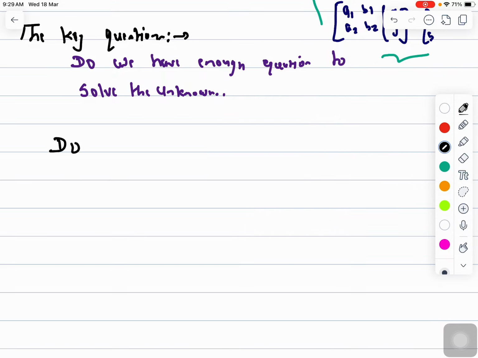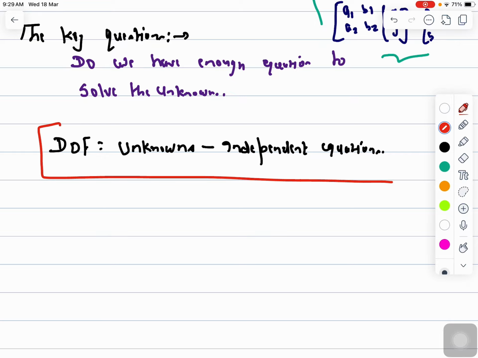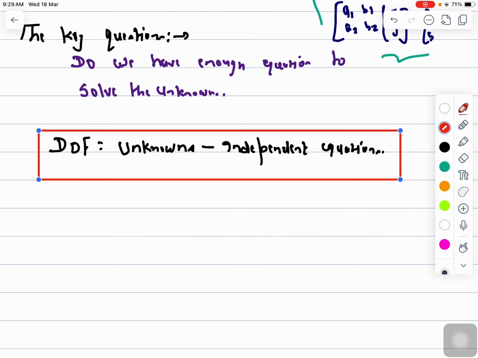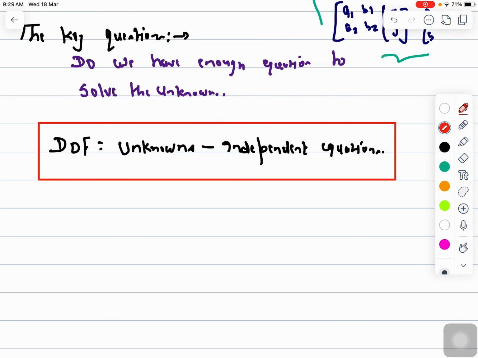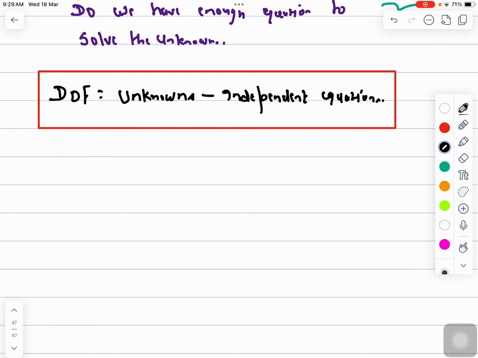So we define degree of freedom as equal to unknowns minus independent equations you have. Right. So let's say how many independent equations you have written using the material balance, and how many unknowns are there in the problem, that can be defined using the degree of freedom. Now you have a degree of freedom.